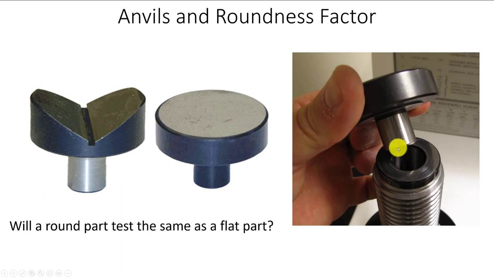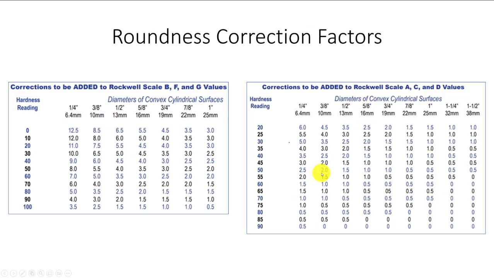We have different anvils for different type parts. This is going to be for round anvils. And again, I'm going to have to apply correction factors for that because the results are not going to come out the same as if I test on a flat surfaced part. Here's a flat surface anvil. So we want to make sure the connections here are going to be clean when we put these on. So take a rag and we'll clean those off.